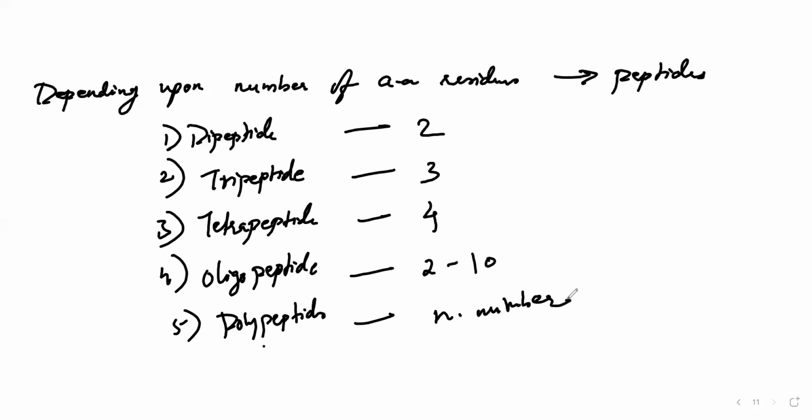Okay, so polypeptides means what? Suppose there are 100 amino acid residues in a particular chain. Then that protein is called a polypeptide. Because it has more amino acid residues, it will also have a high molecular mass. So how are these polypeptide chains formed?